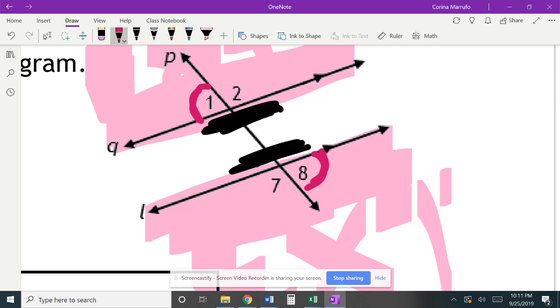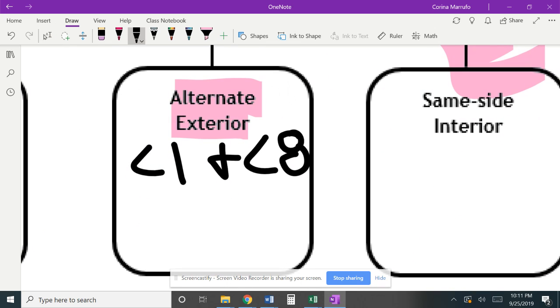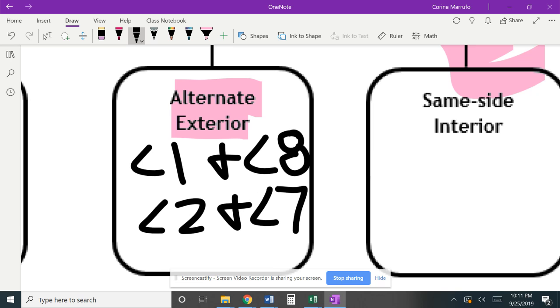Next, we have angle 2, which is alternate exterior to angle 7. So angle 2 and angle 7.